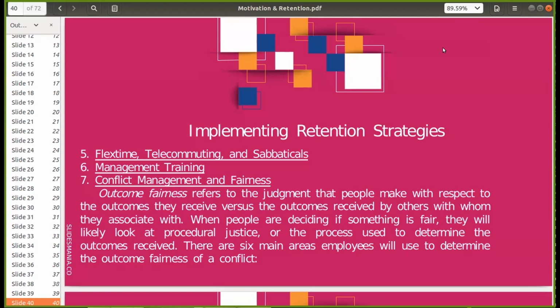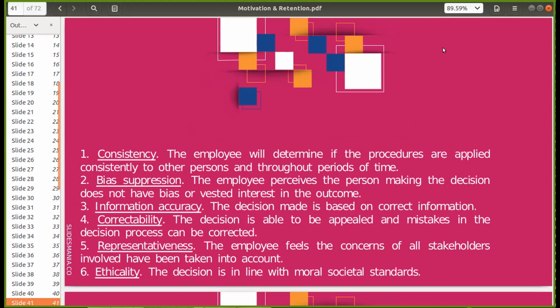No, kung ano yung, let's say, kung ano yung consequence dun sa kanya or let's say disciplinary action, parehas kayo, no? No, kung ano yung sa kanya, parehas kayo dapat, no? So ayan, when people are deciding if something is fair, they will likely look at procedural justice, no, or the process used to determine the outcomes received. Okay, it should be fair, no? There are 6 areas employees will use to determine the outcome fairness of a conflict.